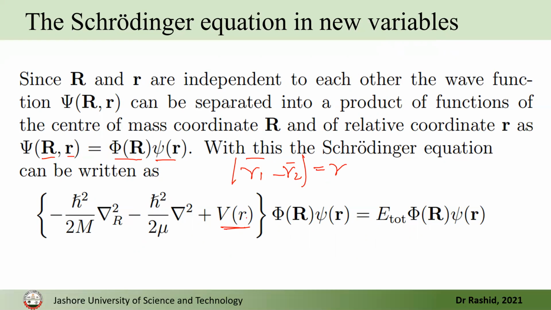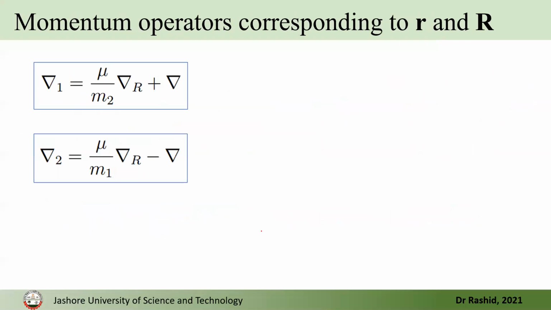That is, V depends only on the value of R. So we have changed the variable. We have the same Schrodinger equation, but in terms of the relative motion and the center of mass motion. And we have the wave function that is the product of two separate functions.